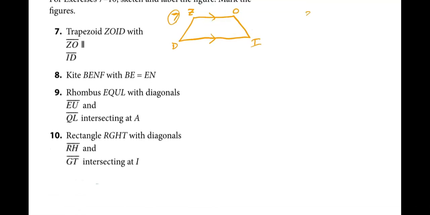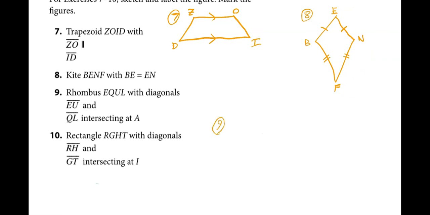Okay, so let's go to number 8. I'm going to draw a pretty classic kite here, and it says BE and EN are the same. So this is B to E, and that's E to N. That means these two must be the same for it to be a kite. And then going in order, B, E, N, F. So that means the F is over here, and the order is correct.